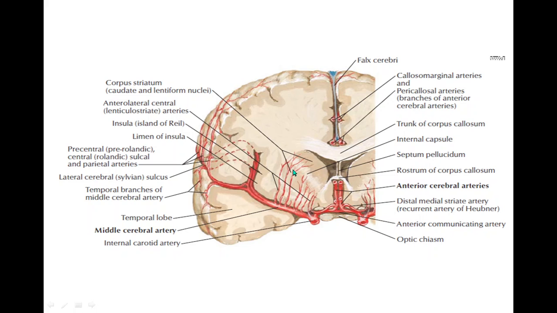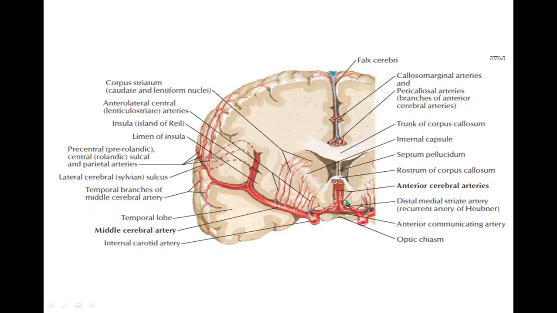The branches which supply the corpus striatum or the basal ganglia are called striatal branches, whereas the branches which supply the thalamus are called thalamic branches. But mainly they are classified as the central branches, whereas these are the cortical branches which supply your cerebral cortex. And the other set of branches are the choroidal branches, which are again two.